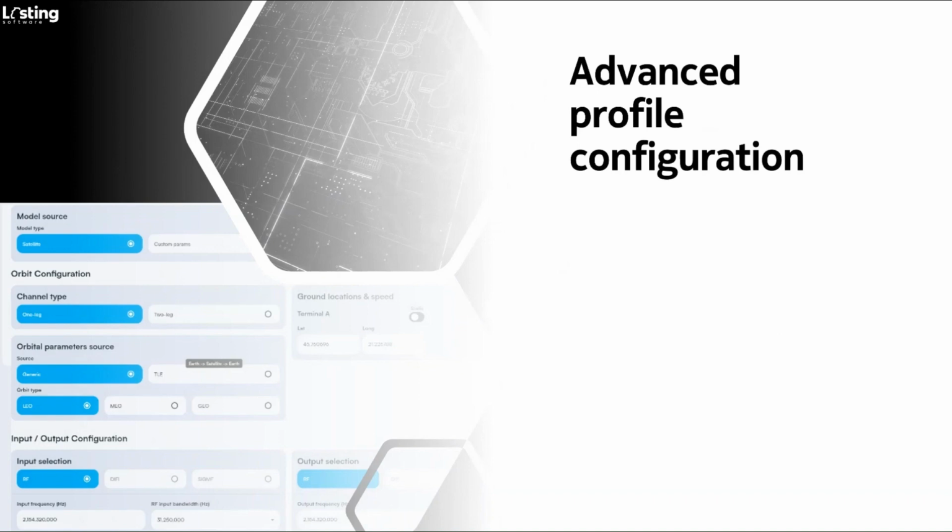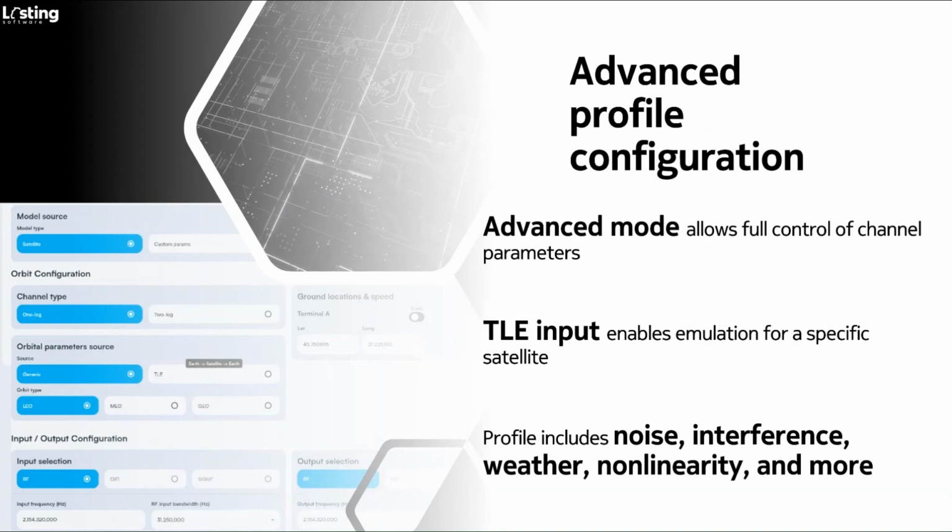In this advanced mode, CELEOS provides fine-grained controls. You can load TLE files, select a specific satellite, and configure parameters like noise, interference, amplifier nonlinearity, and weather conditions. These settings can be stored as channel profiles for future reuse, ensuring consistency across test campaigns.